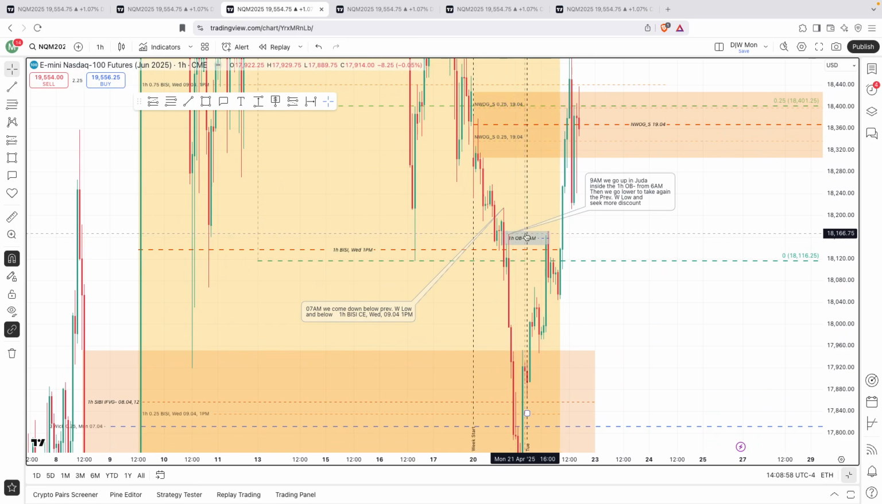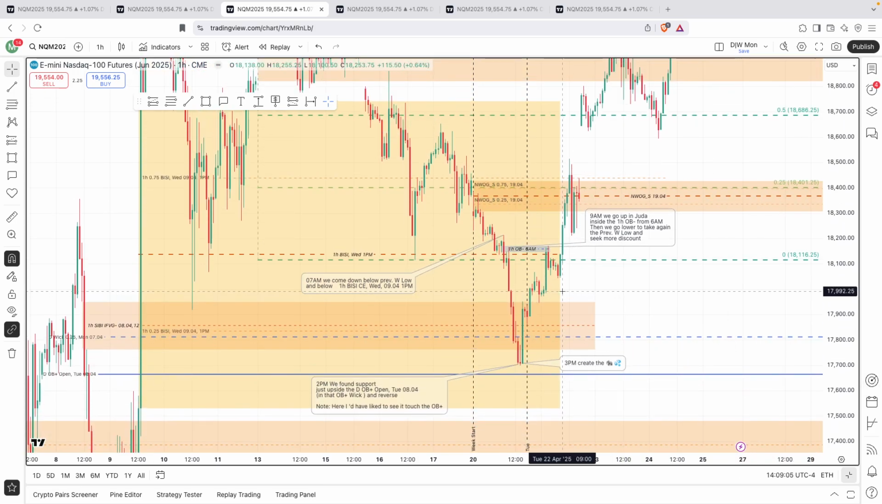We had inside this order block. Price comes up during the 9:30 opening, and then it just hammers down. And it goes all the way down here, stopping before touching the order block. And I mentioned here how I would have liked to see it touch over here.